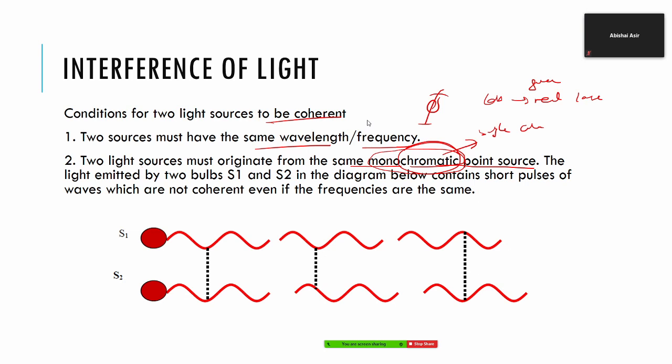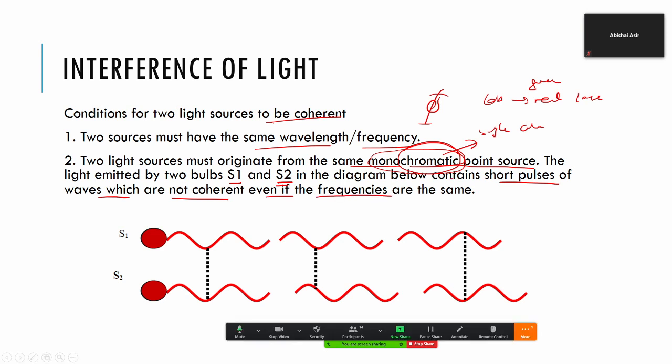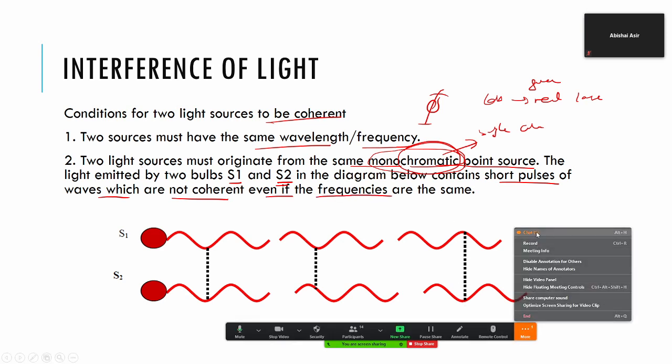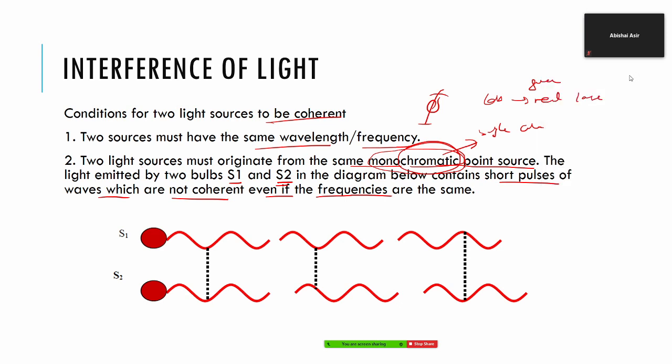The light emitted by two bulbs, source number one and source number two in the diagram below, consists of short pulses of waves. They are not coherent even if the frequencies are the same. You can see that although both have the same frequency and wavelength, the phase difference is changing. So you cannot have a stable constructive or destructive point.